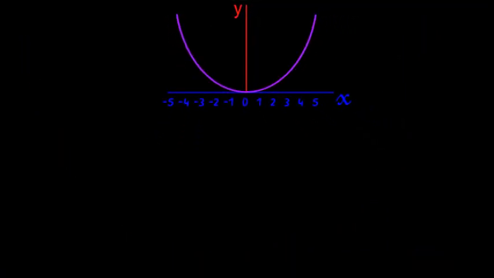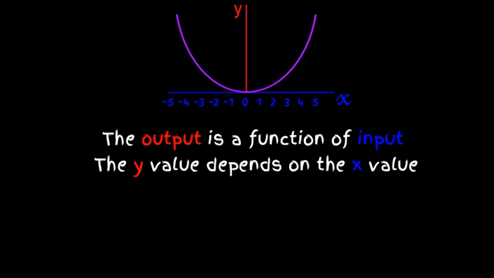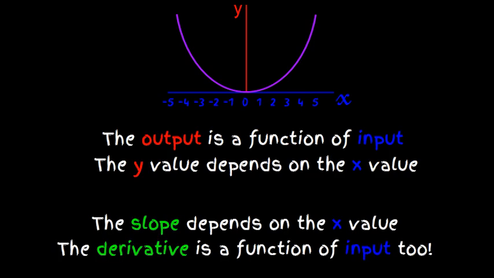So what we can say from that is, even though we've plotted the output y against the input numbers we put in x, so y is a function of x, y depends on what x is. So the output is a function of the input, and the y value depends on the x value. But what we just saw with the gradient or the derivative, the slope actually also changes as x changes. So the derivative itself is also a function of x as well.